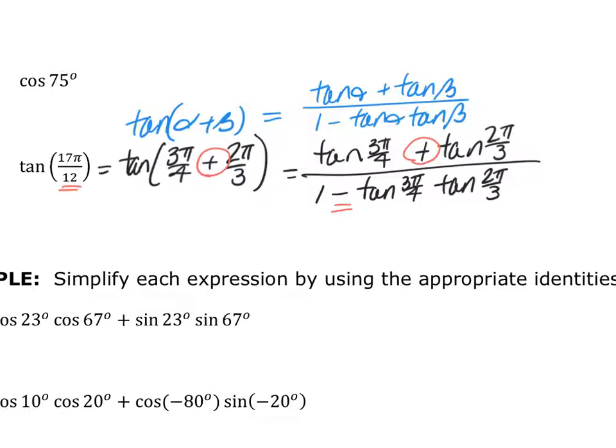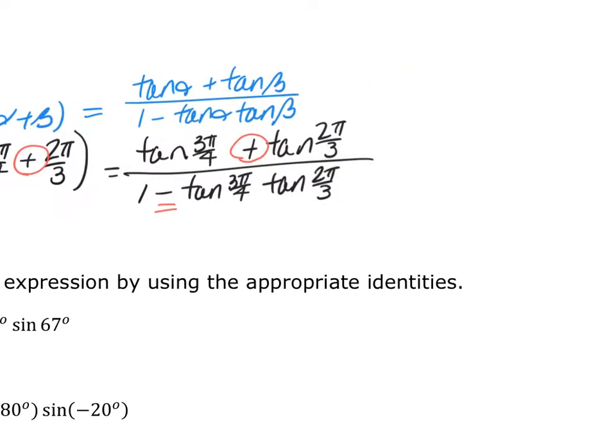All right, so now I'm going to get my unit circle out. The tangent is the y value over the x value. We like 45s because those are always 1 or negative 1, depending on where we are. So the tangent of 3 pi over 4 is going to be negative 1. And then the tangent of 2 pi over 3, I think, is negative square root of 3. Confirm that for me. It's the 60, so I think it's the square root of 3 in magnitude. And then over 1 minus negative 1 times the square root of 3.